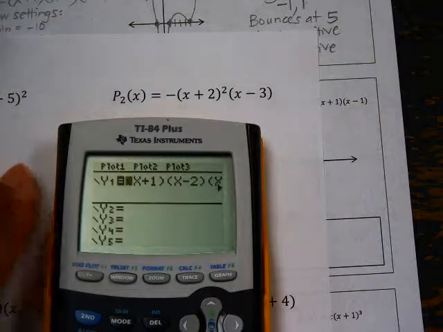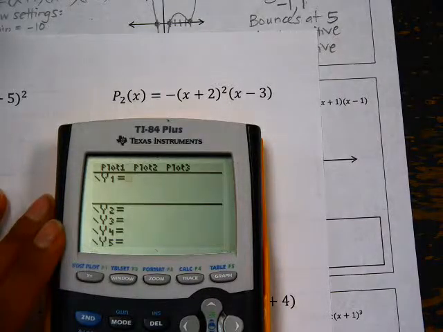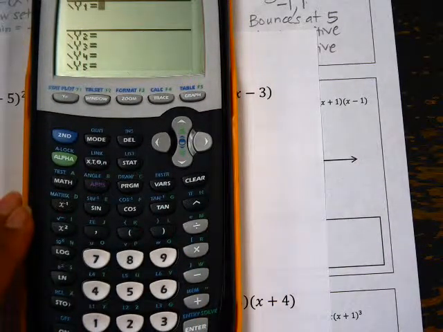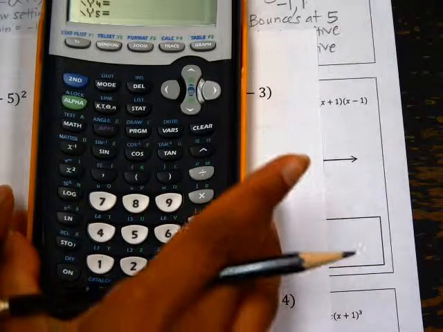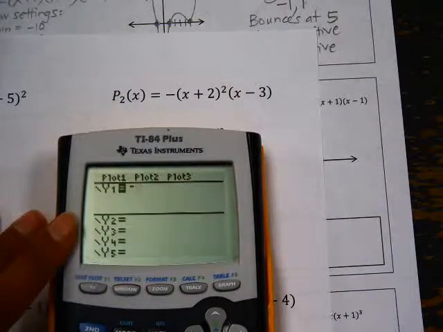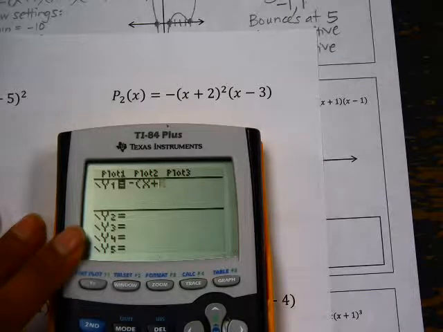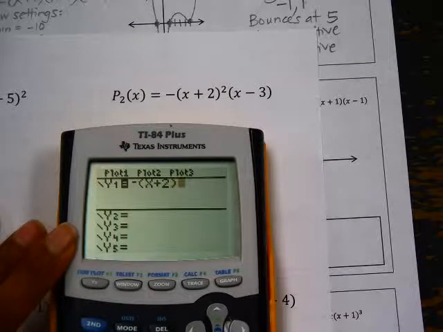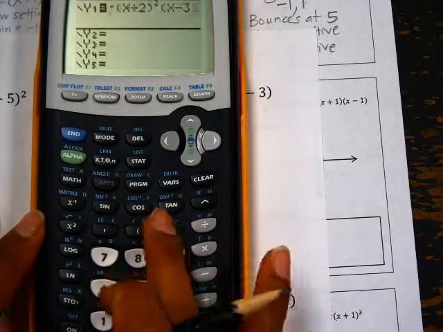Our polynomial is negative, parentheses x plus 2 squared. Negative, remember, is this button down here. Not the minus sign, but the negative sign. Negative, parentheses, x plus 2, parentheses, squared, parentheses, x minus, so this button, 3, close parentheses.